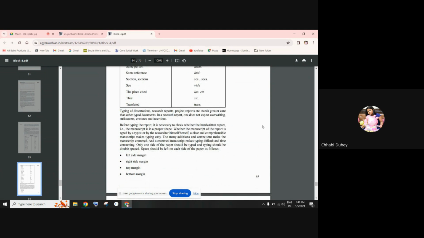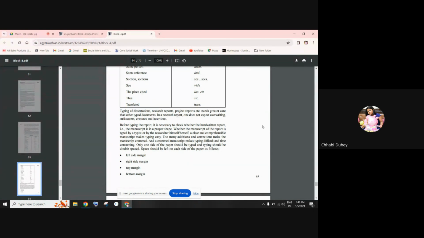So any kind of overwriting or strikeovers or erasures, insertions, they are not very advisable. Before typing, it is important to check whether the handwritten report is in proper shape. Okay, so whether the pages are in proper order, whether it has been written clearly. So the typist, or the researcher himself or herself if doing it, should be able to comprehend the manuscript. So this will make the typing easy and error free.